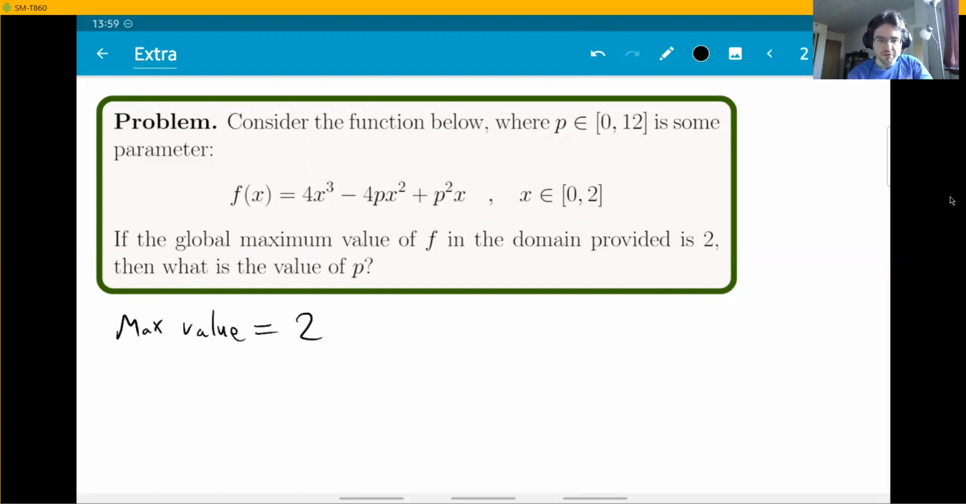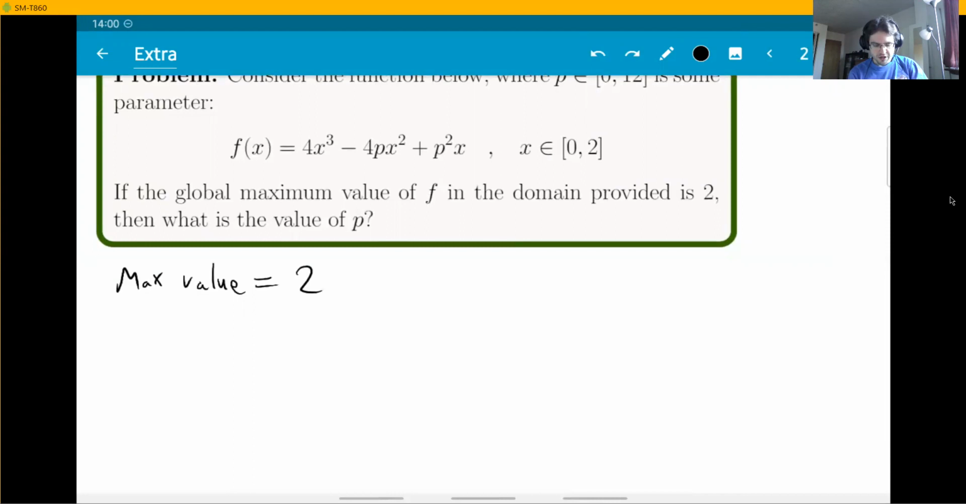This is kind of different from the normal problem where you're given a specific function and they just ask what the global max is. This time they're giving you the max and asking for the p. So what we have to do is follow the procedure that you would normally do to find this global max, and that's going to be an expression depending on p. If you set that expression equal to 2, which is the value that you know is the max, then you're going to be able to find p. That's the idea.